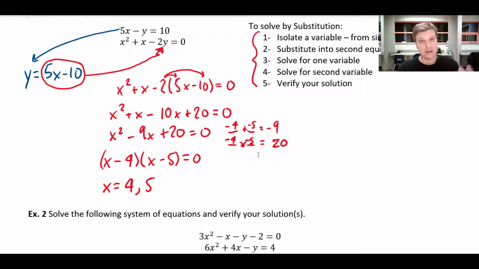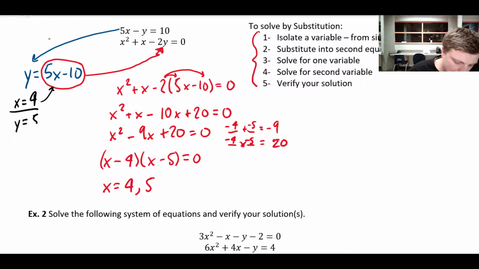It looks like I've got a line crossing a parabola, so no surprise I've got 2 points there. Don't forget though that you're not done. A full solution is going to include the ordered pair. So there's two possibilities. For example, when x equals 4, let's think about what this means. I'm going to substitute this back in here and figure out what y would be. Well, y is going to equal 5 times 4 minus 10, which would be 20 minus 10, which is 10. So one of my ordered pairs, one of my solutions, would be (4, 10).